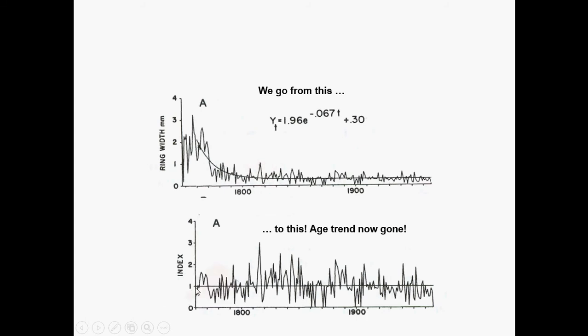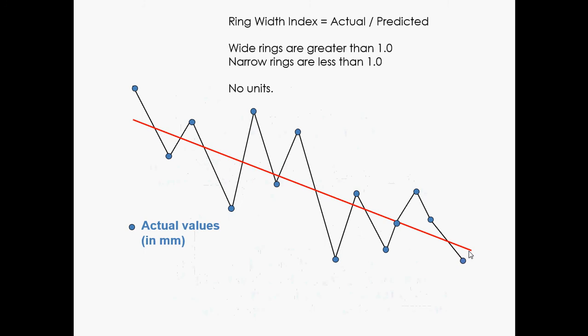And so then what we have is an index, right? We're no longer looking at millimeters. We're looking at an index with a mean of 1, and years that are wide are going to be larger than 1, and years that are narrow are going to be less than 1. Then we can take all the index values from each core and average those together, and then we'll have a meaningful index, regardless of how old the tree is at any given year. Here's how we do that.